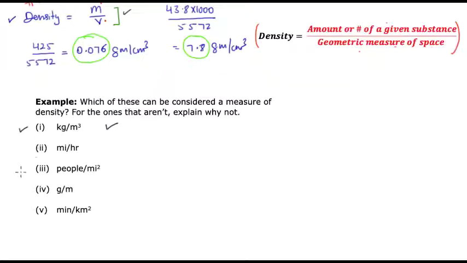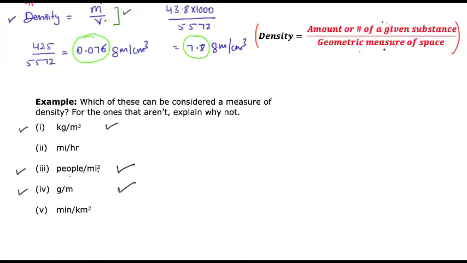Let's skip number 2 for a minute. Go to number 3. It is people per mile square, which is the amount or number of a given substance to the geometric measure of space, which is area in this case. So this is also a measure of density. And likewise, in case number 4, it is gram per meter, which is the amount of a given substance to the geometric measure of space, which is just meter in this case. So this is also a measure of density.